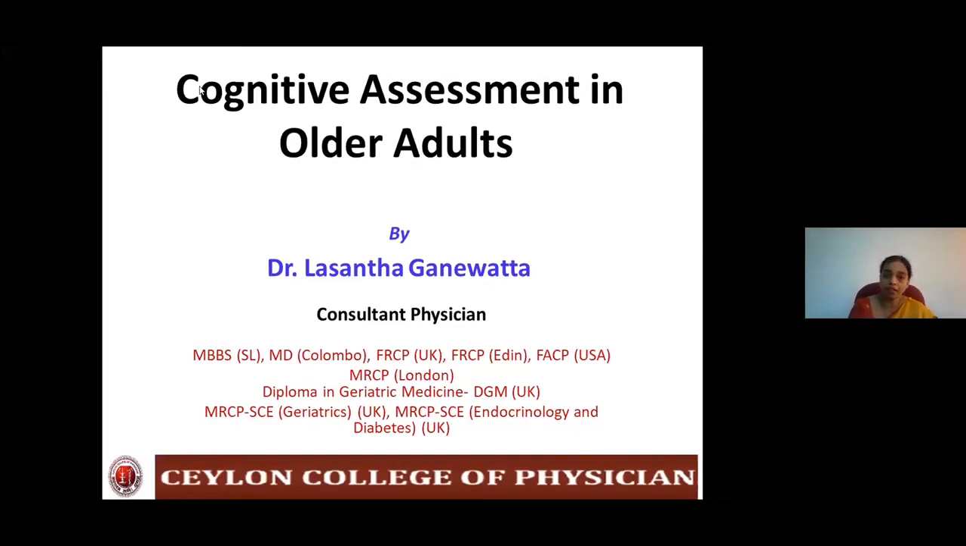Good morning, everybody. So today the topic is cognitive assessment in older adults. I would like to thank Ceylon College of Physicians as well as Sri Lankan Association of Geriatric Medicine for giving me this opportunity to do this presentation. As you all know, cognitive assessment is of paramount importance in older adults, especially when there is a concern about their cognition.